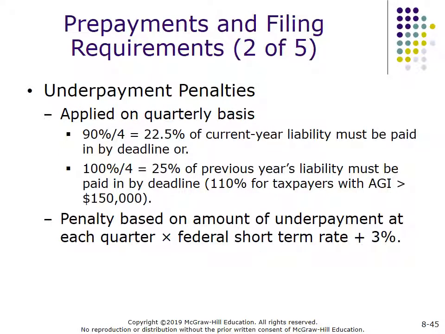Your underpayment penalties are applied on a quarterly basis, so they look at each quarter. How much should you have paid in? And then they'll calculate the penalty to see how much you underpaid each quarter. And they will also charge interest on that. So it's just showing you how they go about the calculation.